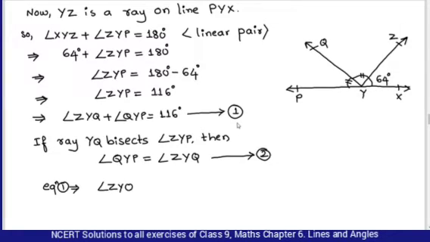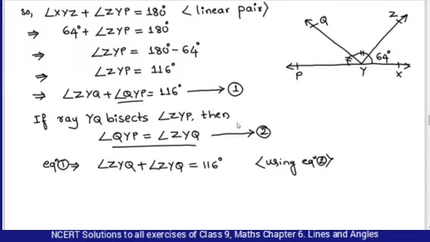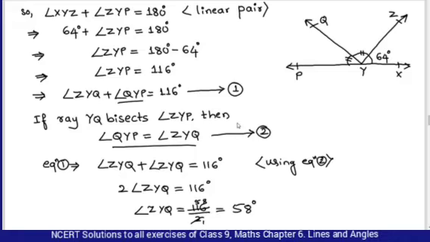angle ZYQ as it is, plus angle QYP, which can be written as angle ZYQ, is equal to 116 degrees using equation 2. Now add these two angles. This becomes 2 angle ZYQ is equal to 116 degrees. Then angle ZYQ is equal to 116 by 2, that is 58 degrees. So take this as equation number 3.